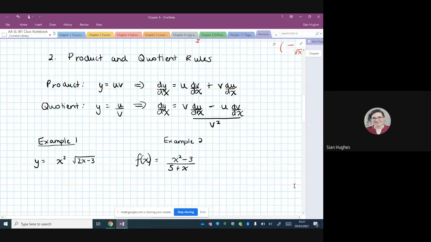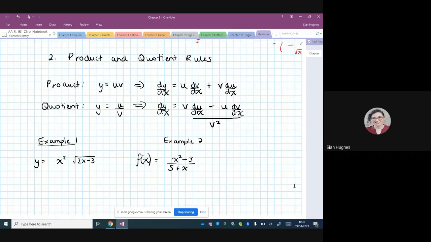Hello. So this is the second video in the differentiation topic, so chapter 5 or topic 5, and this one is going to look at the product and the quotient rules. It's worth pointing out in this one that we will be using chain rule as well, and where that's applicable, I'll be using the inspection method.